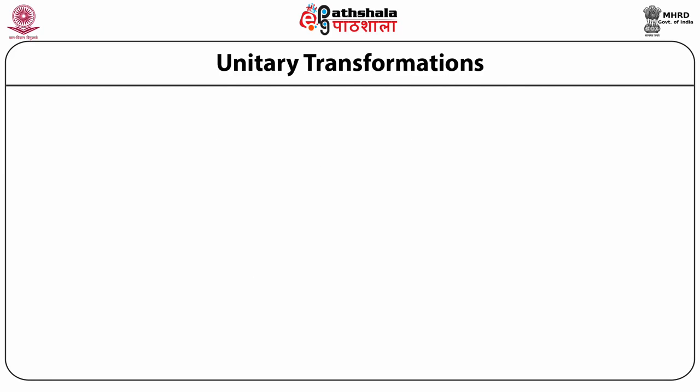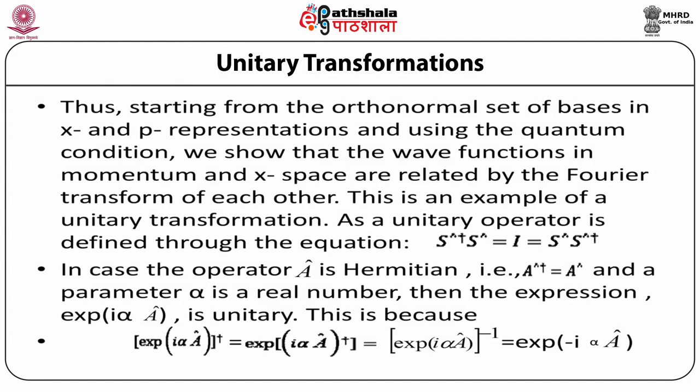Unitary transformations. Thus, starting from the orthonormal set of bases in the x and p representations, that is in the coordinate and momentum representations, and using the quantum condition, we show that the wave functions in momentum and coordinate space are related by the Fourier transform of each other. Or in other words, the wave function in momentum space can be represented as the Fourier transform of the wave function in coordinate space and vice versa. This is an example of a unitary transformation, that means a transformation in going from one space to another space through a Fourier transform.